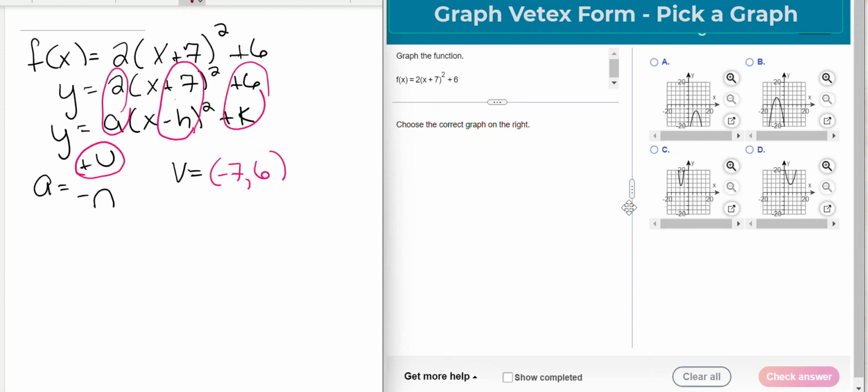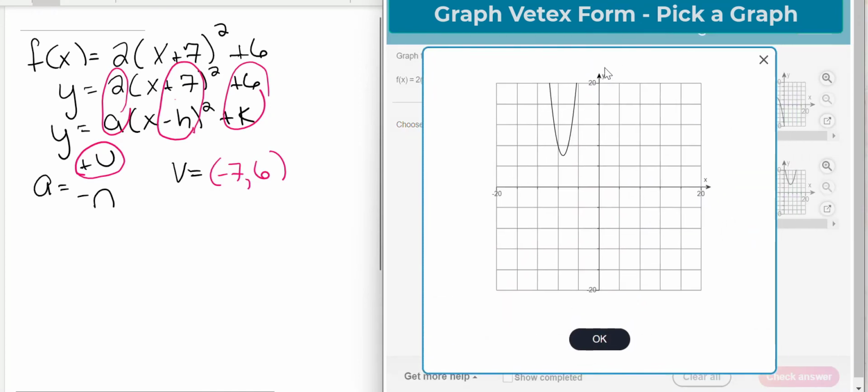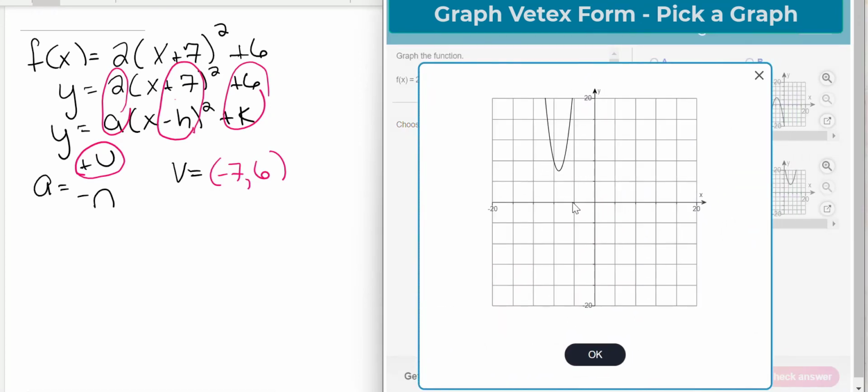Now let's go over and pick the correct graph. The first thing we're going to look at, we need a happy face. So it can't be A, that's a sad face. And it can't be B because that's a sad face. So our only choices are C or D. Now what we're going to look at is our vertex. Our vertex is (negative 7, 6). Let's make this one a little bigger. Now look at this. It could be (negative 7, 6). That's a possibility. It's to the left of 0.